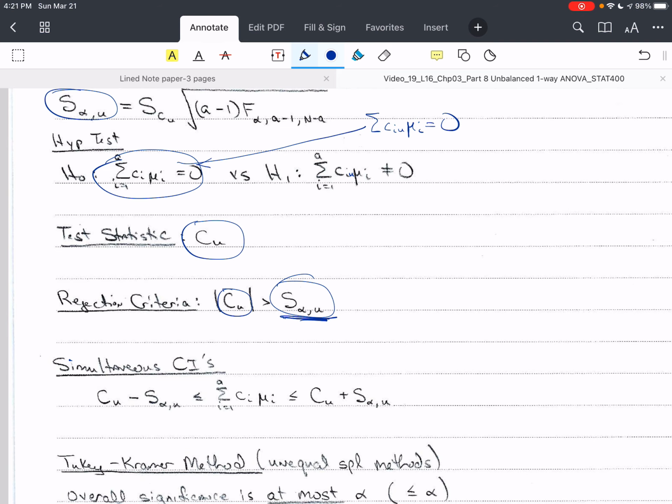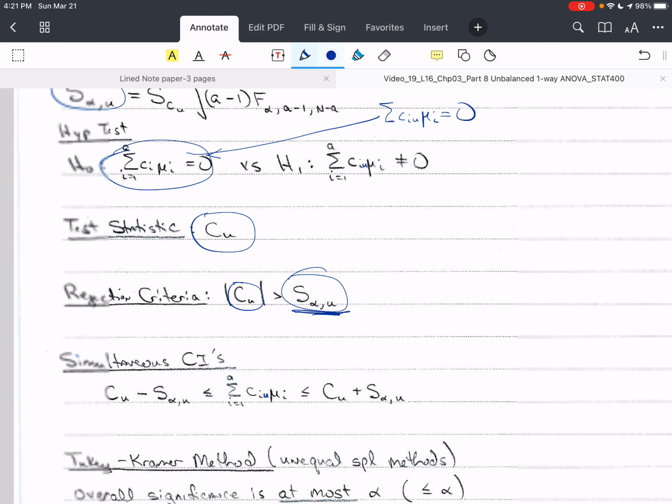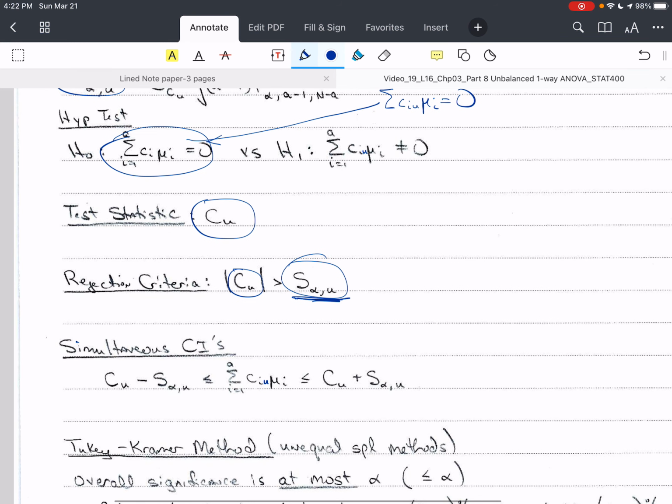And then simultaneous confidence intervals. Again, I left out this u here, so let's put that back in. So it's C sub u minus S sub alpha u is less than. So we take and we subtract our critical value, and then we add our critical value to our contrast. And that gives us a simultaneous confidence interval. So this has a little bit different form than what we've seen before.